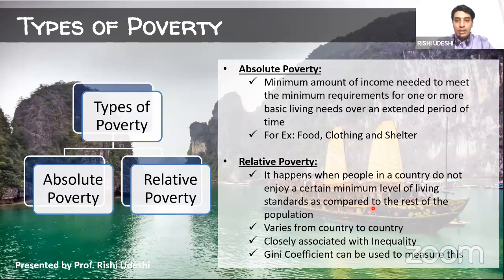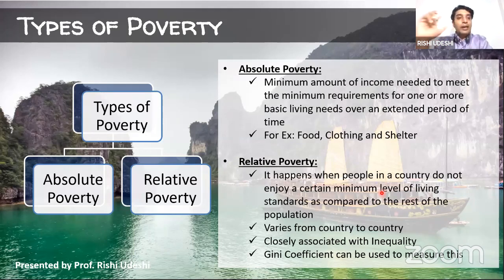मतलब यहाँ पे there was no sort of comparison. यहाँ पे क्या बोल रहे थे? In case of absolute poverty, they were saying minimum amount of income required to meet the minimum basic living needs. जबकि relative poverty में ऐसा बोल रहे हैं that minimum amount of income required to meet certain minimum level of living standards as compared to the others.